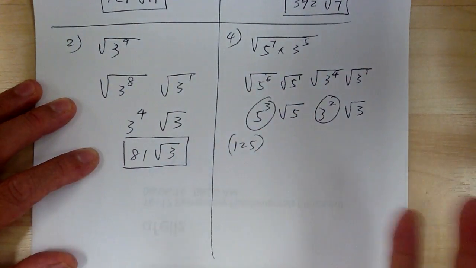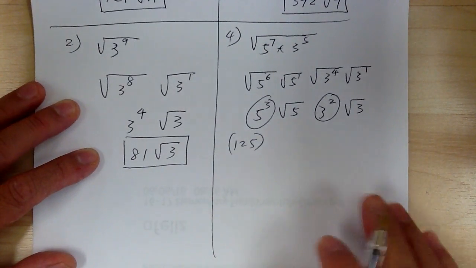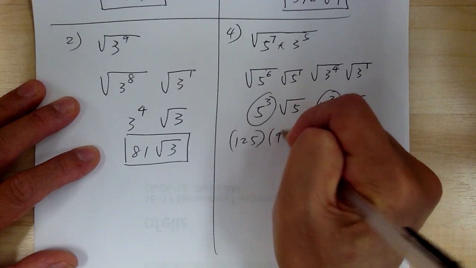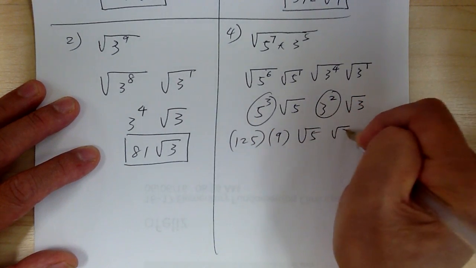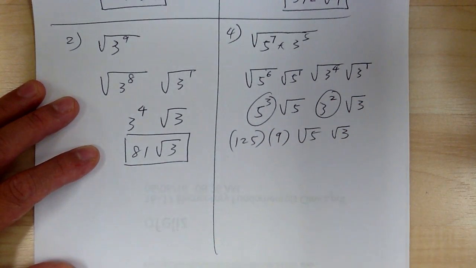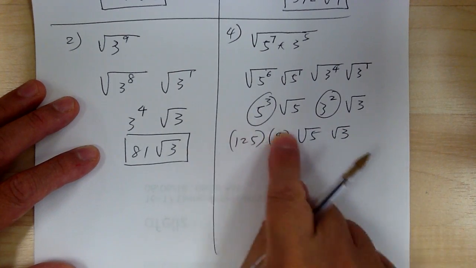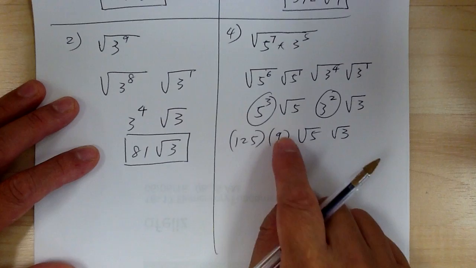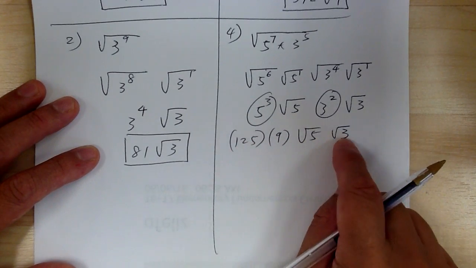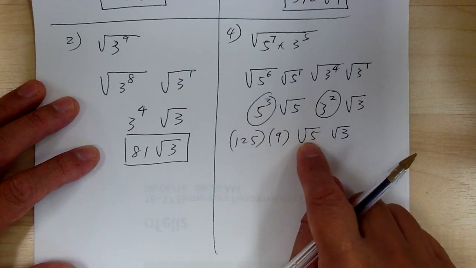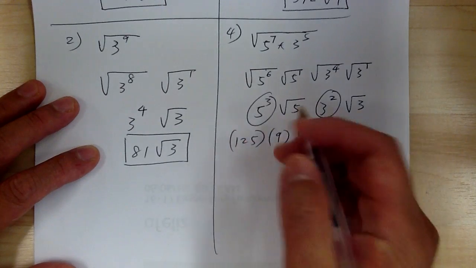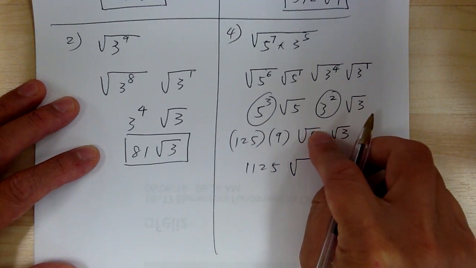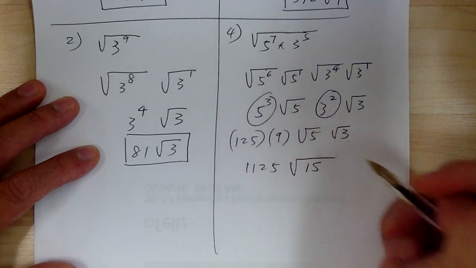Again, you want to group them, right? You want to get an integer on one side and the radicand on the other side. So this will become 9, and you get square root of 5, square root of 3, right? And again, these are different kinds of numbers. These are integers. You can only multiply same kind of numbers. So multiply integer with integer, radicand with radicand. So integer times integer gives you 1125. Radicand 3 times radicand 5 will give you radicand 15.